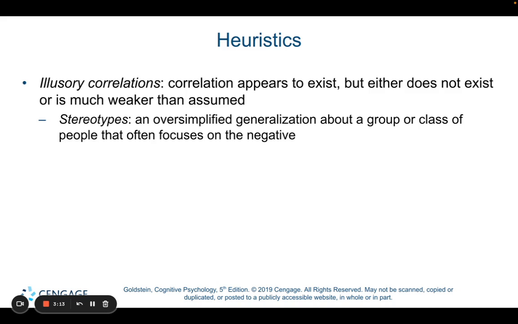Illusory correlations can also be a part of heuristics. That's the correlation that appears to exist, that says that something appears to exist but either does not exist or is much weaker than assumed. So, for example, stereotypes can relate to this. And a stereotype is an oversimplification, an overgeneralization about a group or a class of people that focuses on something negative. So whenever we believe that something is related to something else, sometimes we can be wrong.